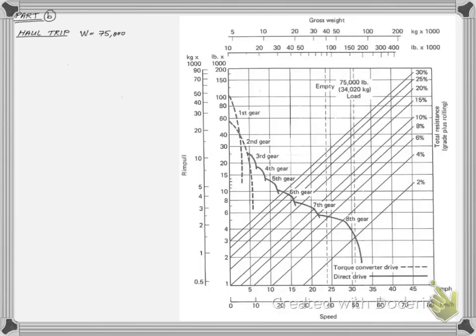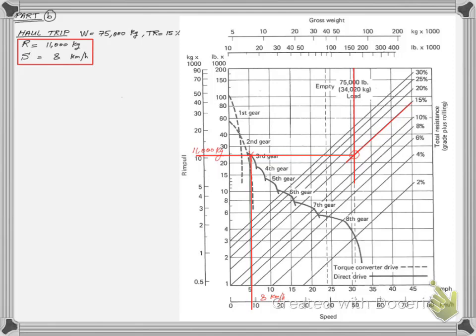Let's analyze the whole trip with its weight, W, and TR values as shown. We use the performance chart and find that the equipment will drive on the third gear at speed 8 km per hour and Rempel force of 11,000 kilograms.